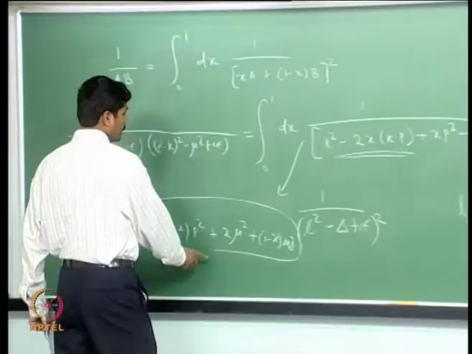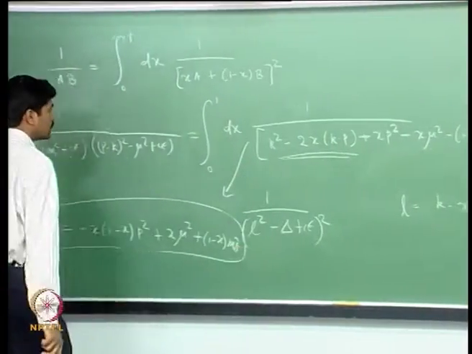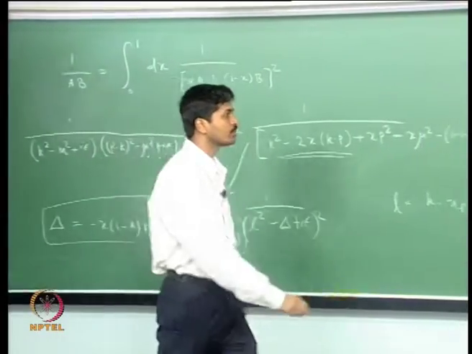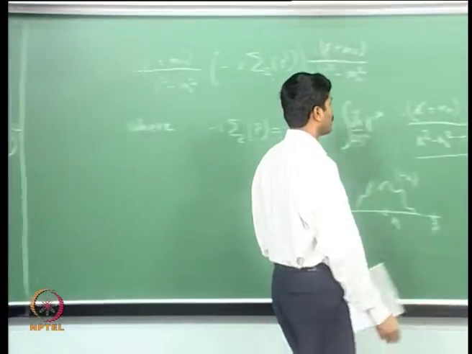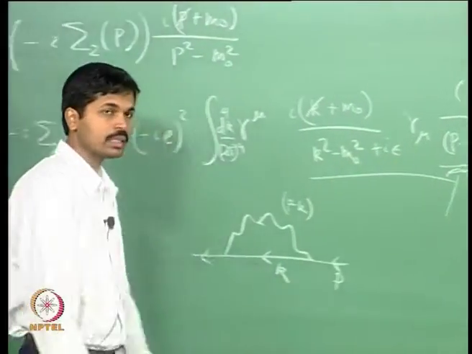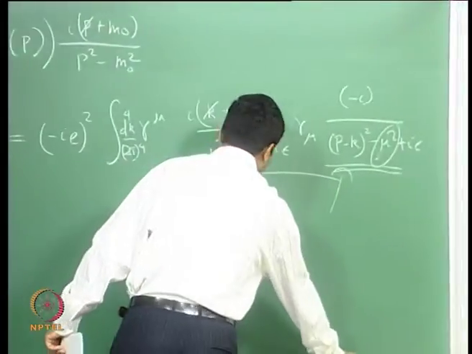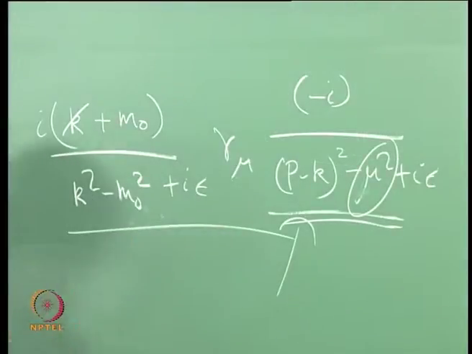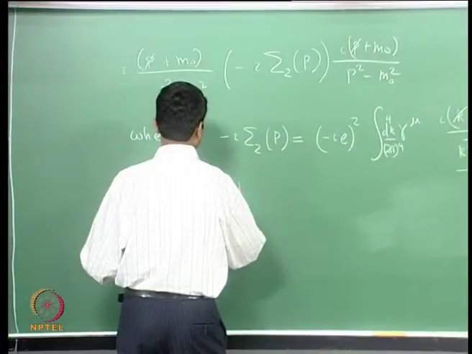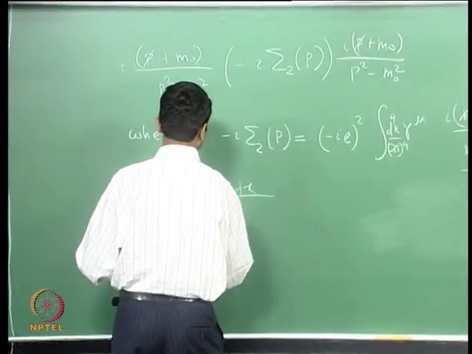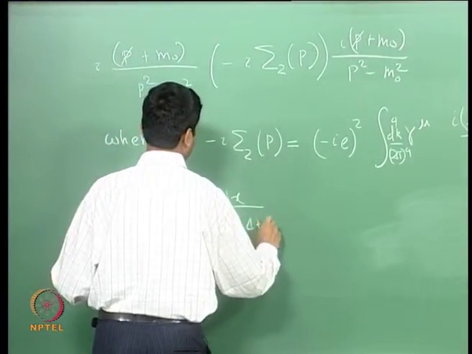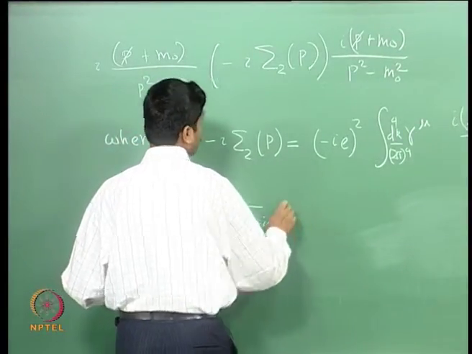So, this is the denominator here. If we come back to this diagram, what we have done is that we have used Feynman parameterization to write this, and the denominator here is basically given by the integration over x from 0 to 1, of 1 over (L square minus delta plus i epsilon) whole square.